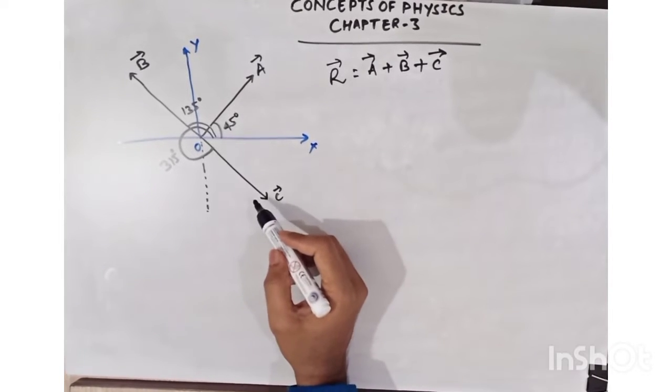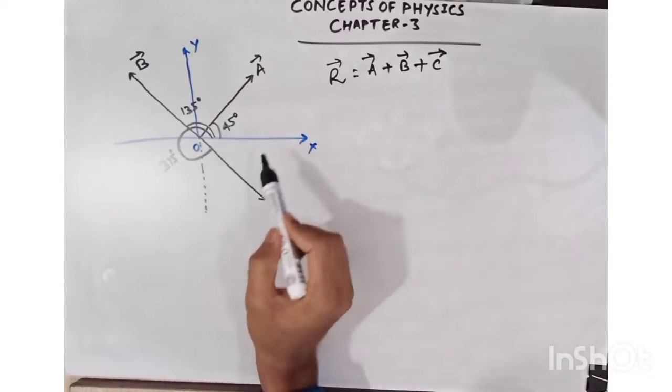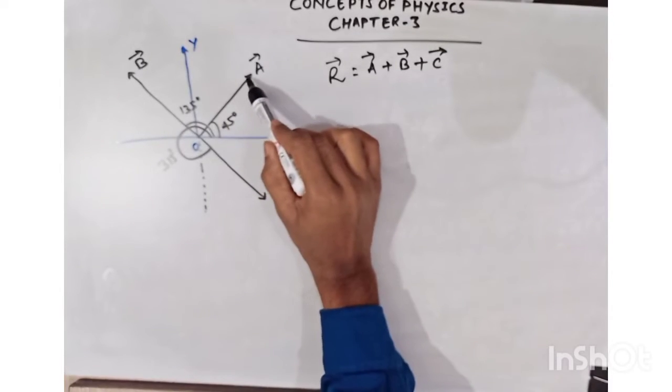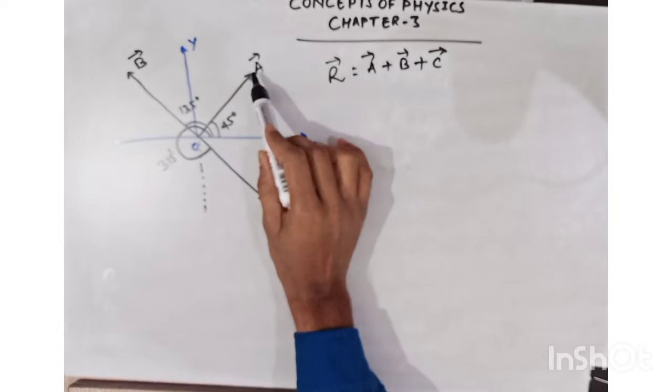I have drawn the given vector. Okay, so this is the x-axis, this is the y-axis, and vector A is making an angle of 45 degrees with the x-axis. So this is vector A, it is making an angle of 45 degrees. Vector B is making an angle of 135 degrees.